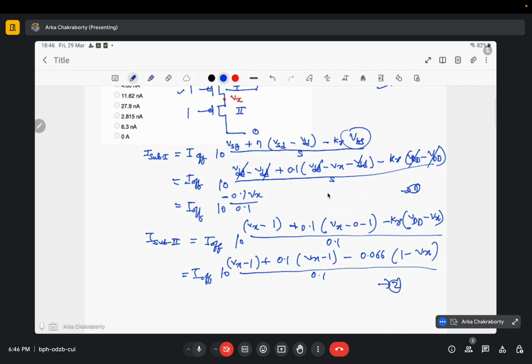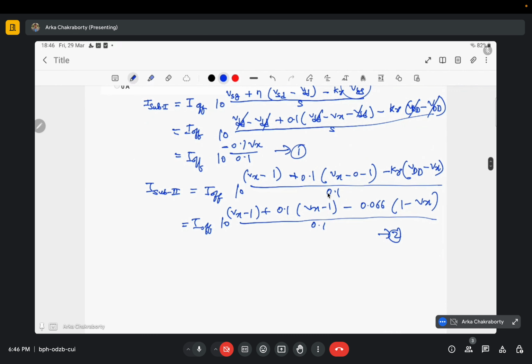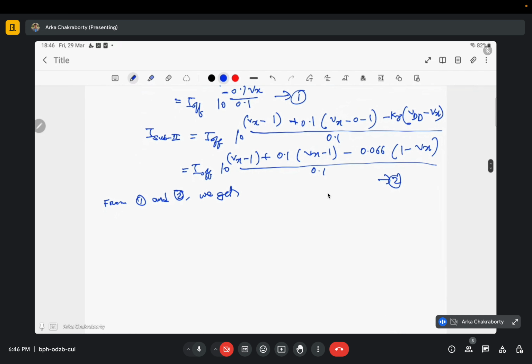So equation 1 would be I of 10 to the power minus 0.1 Vx by 0.1. Okay, so let me equate equation 1 and 2. So from 1 and 2 we get I of, and 10 would cancel each other, so I'll be left with minus 0.1 Vx equals Vx minus 1 plus 0.1 Vx minus 1 minus 0.0661 minus Vx.